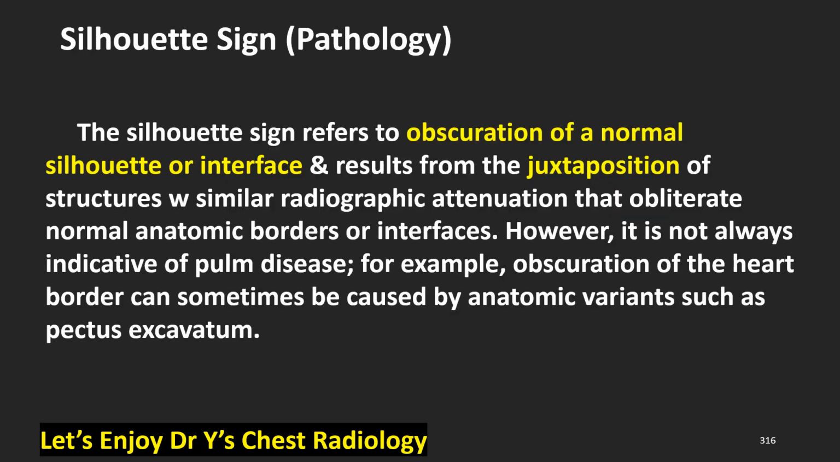Silhouette sign, pathology. The silhouette sign refers to obscuration of a normal silhouette or interface and results from the juxtaposition of structures with a similar radiographic attenuation that obliterate normal anatomic borders or interfaces. However, it is not always indicative of pulmonary disease. For example, obscuration of the heart border can sometimes be caused by anatomic variants such as pectus excavatum.